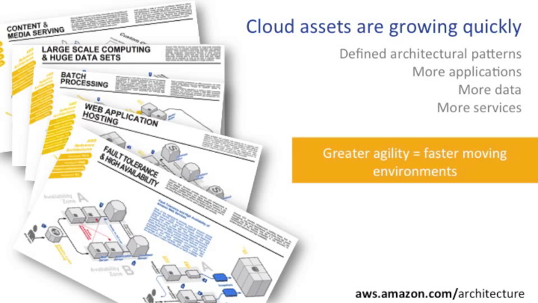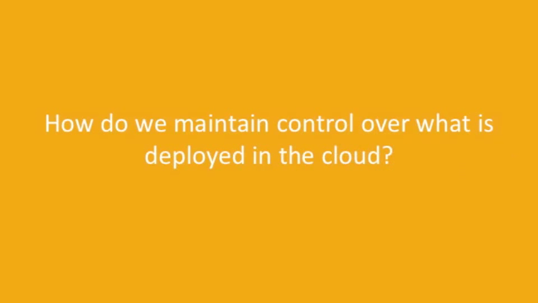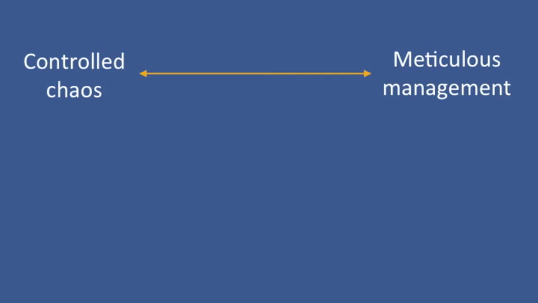What that results in is more and more cloud assets, and because cloud creates greater agility within engineering, development and operations teams, the environments up there tend to be faster moving. So the problems associated with traditional change management, system infrastructure control and definition become slightly more pronounced. Looking at that, how do we maintain control over what is deployed in the cloud? As I spoke about before, there are the two ends of the spectrum. A rather polarized view of the world is that at one end you'd have what I would call controlled chaos, and at the other end, meticulous management.